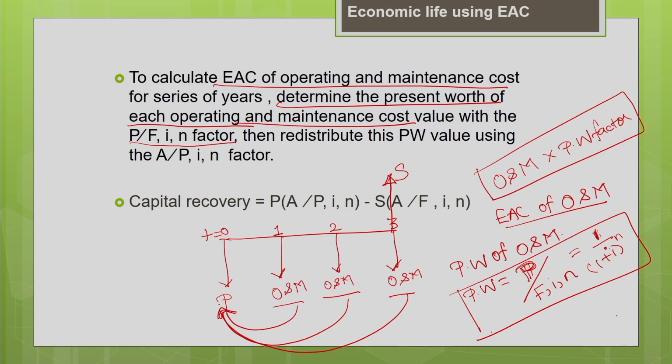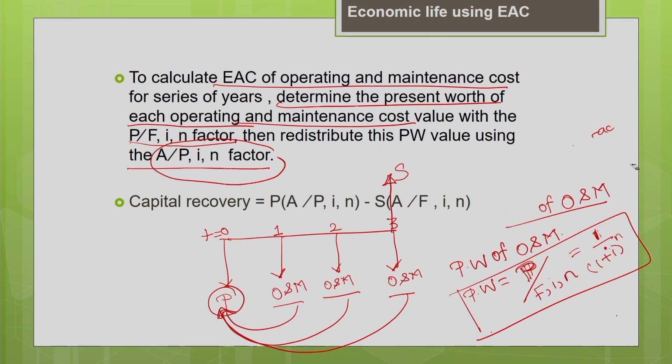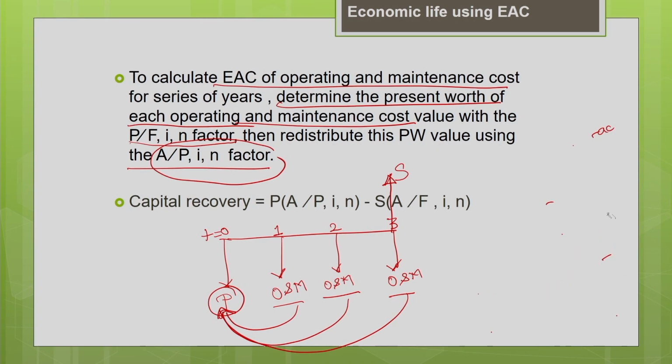Now what you do is, after converting the cash flows to time equal to 0, you redistribute the present value using the uniform series capital recovery factor. So that means you are going to convert this present value into equivalent annual cost using the uniform series capital recovery factor. So let me find what is A for the given P, i, n. So we are going to find the equivalent annual cost of the present value of your operating and maintenance cost.